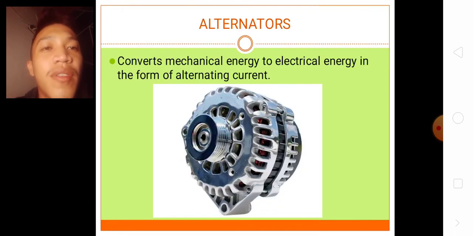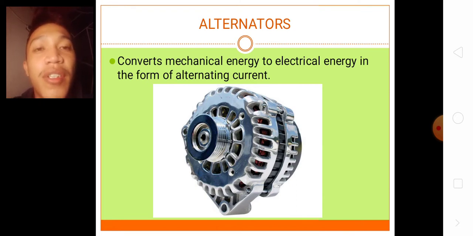Alternators. An alternator converts mechanical energy to electrical energy in the form of alternating current. The picture below is an alternator. It's really hard to identify or see an alternator in our life, but we are already, let's say, riding them. We might not get to see it, but it's actually placed in something we use daily, and those are our cars and motorcycles.